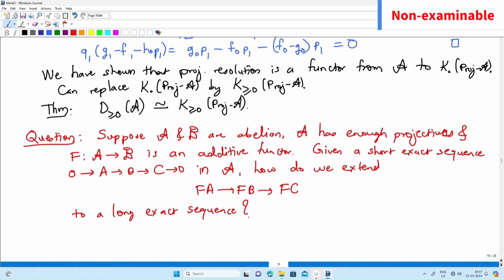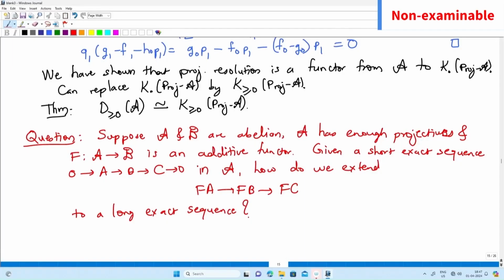Projective resolutions, and then the first thing we did. What is the first thing that we did? That a short exact sequence of chain complexes gives us a long exact sequence, correct?